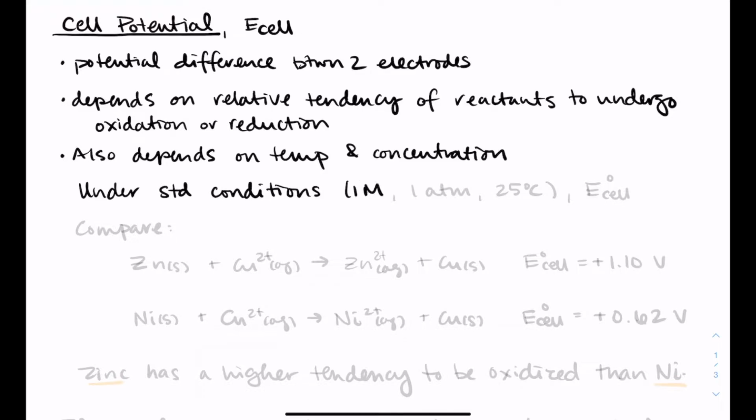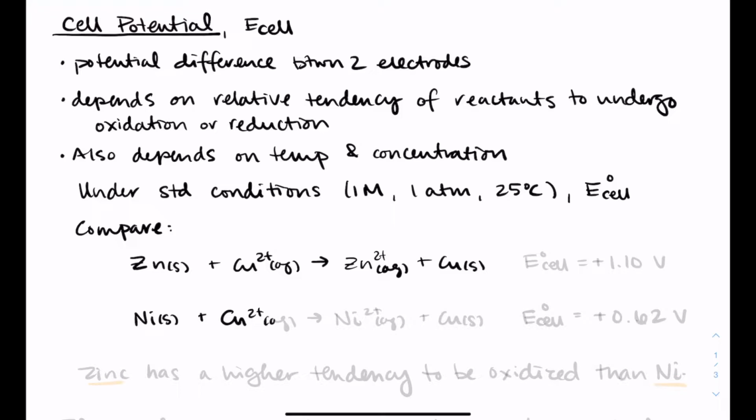So let's compare the reaction of zinc solid with copper 2 plus to make zinc 2 plus and copper solid. We're going to compare this to nickel solid reacting with copper 2 plus to make nickel 2 plus and copper solid. So in both cases, we have copper 2 plus turning into copper solid. The difference is that the top reaction is with zinc and the bottom reaction is with nickel.